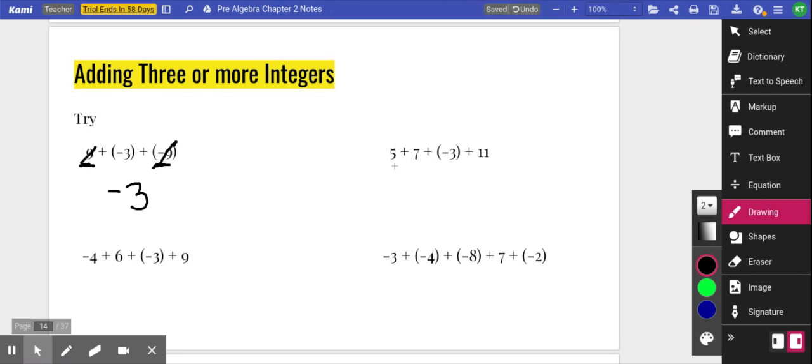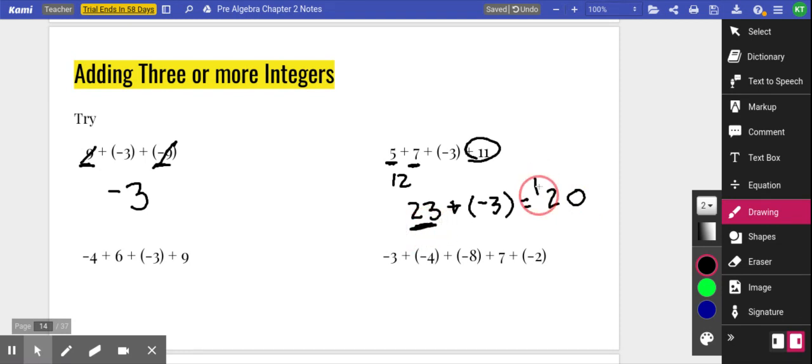Another way to look at it, I like to add the numbers that are the same signs first. So I have 5 and 7, which is 12. And then I also have this positive 11, which would give me 23. And then I'm adding to that a negative 3. So it's really 23 minus 3, which is 20. Since this value is positive and it's bigger, my answer stays positive, and we don't have to write it. It's understood to be positive. I can just write 20.